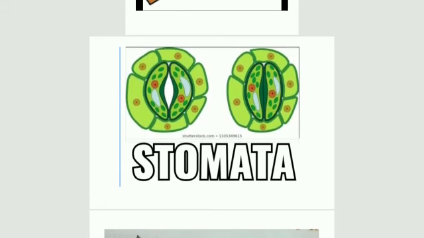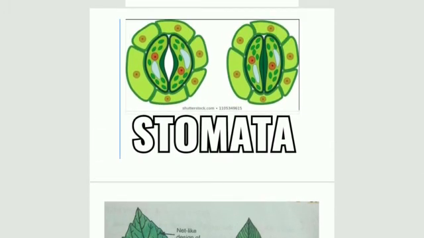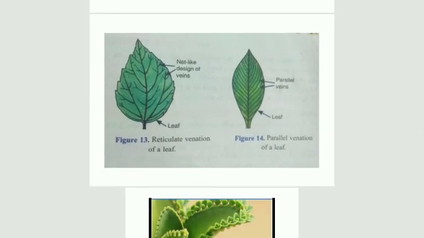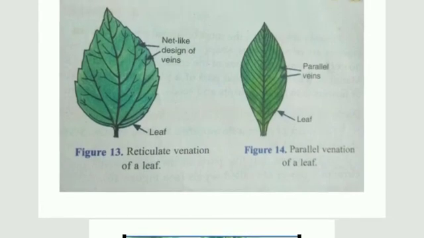This is stomata. The first picture is of open stomata, and the second one is closed stomata. When no gaseous exchange is occurring, it is closed, and when gases exchange, it is open. The others are normal cells, parenchyma cells of the leaf, and the kidney shaped cell is called guard cell. They guard the opening and closing of the stomata. Here is reticulate venation and parallel venation. You can see and understand easily.